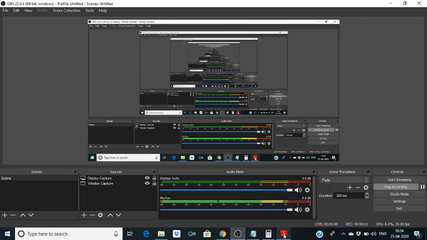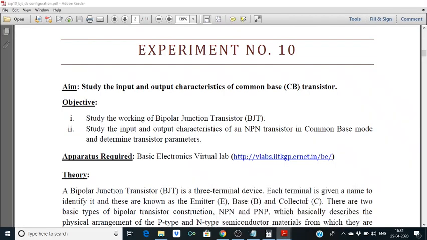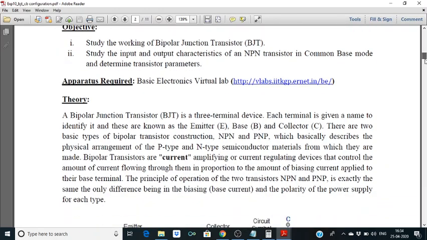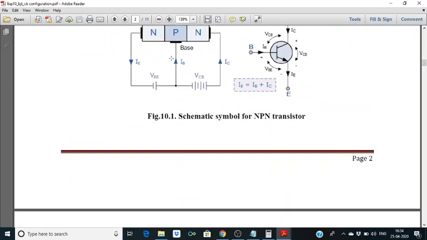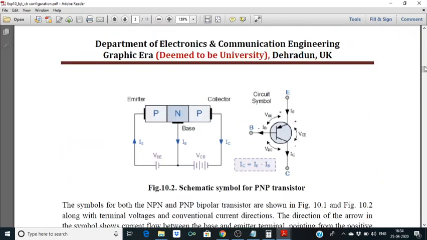Hello everyone. Today we will perform an experiment to study the input and output characteristics of a common base bipolar junction transistor. We will be using the Basic Electronics Virtual Lab for the simulation part. Now, a bipolar junction transistor is a three terminal device. We have three terminals: emitter, base and collector.